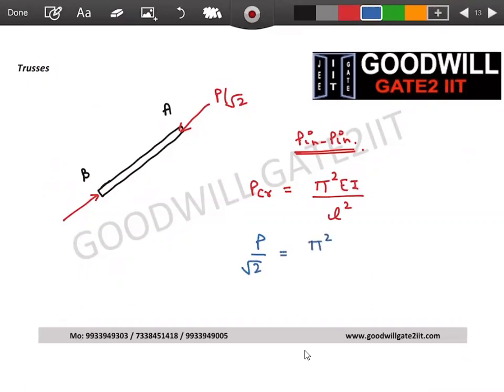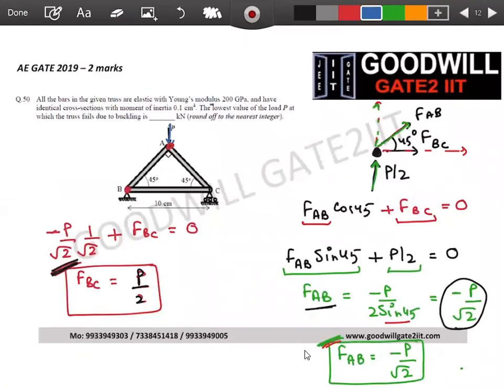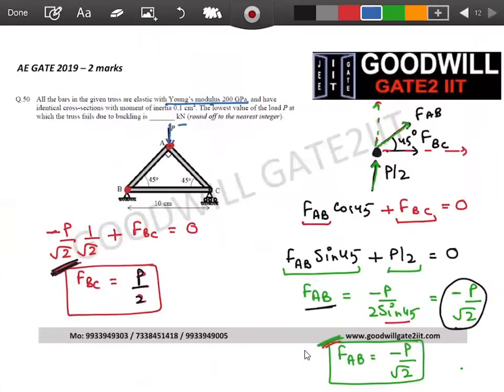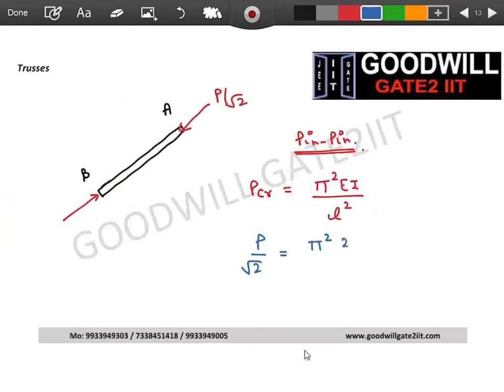Pi square, I hope it is fine. E for this numerical, if you see, this is Young's modulus. I will do all my calculations in Newton, guys, because in the end, they're asking kilonewton. I'll convert it later. So if it is 200 GPa, I'll write this as 200 into 10 to the power 9. This is pascals now, that is Newton per meter square.